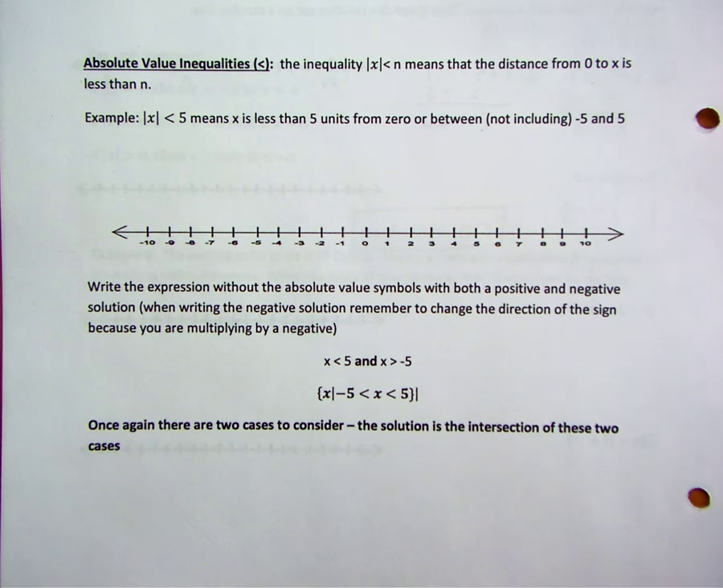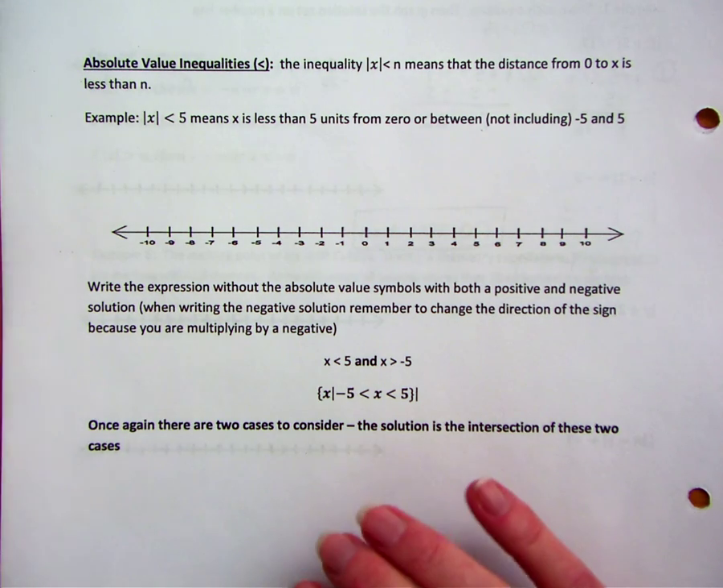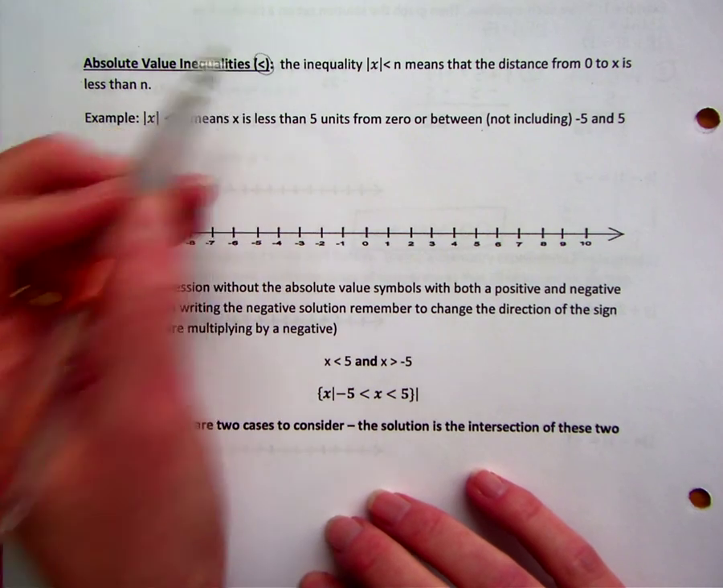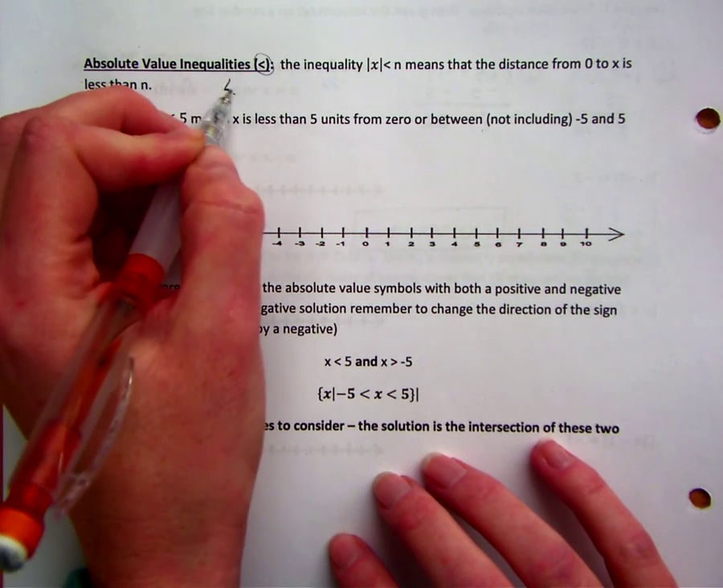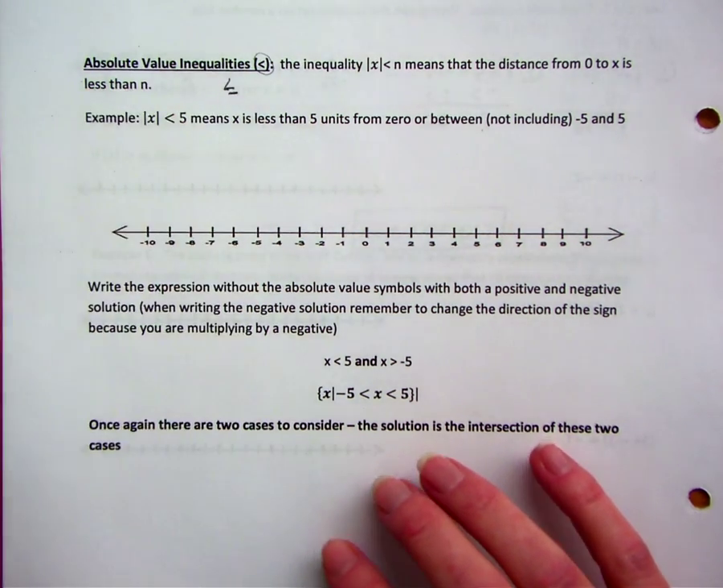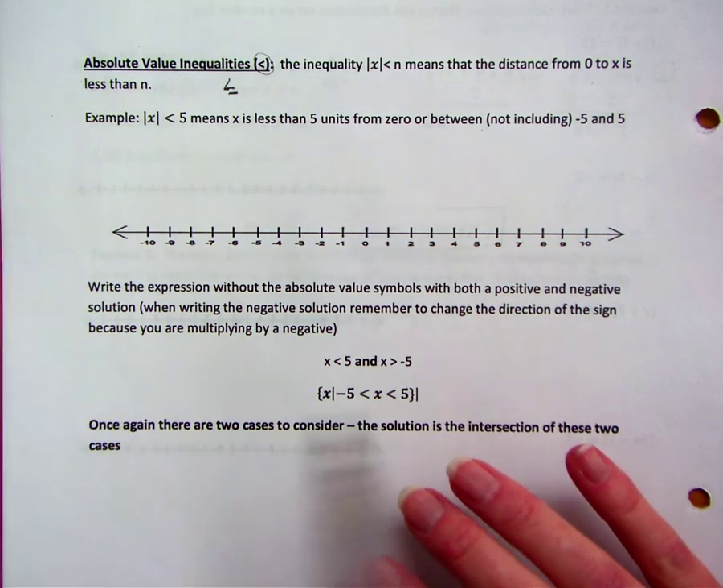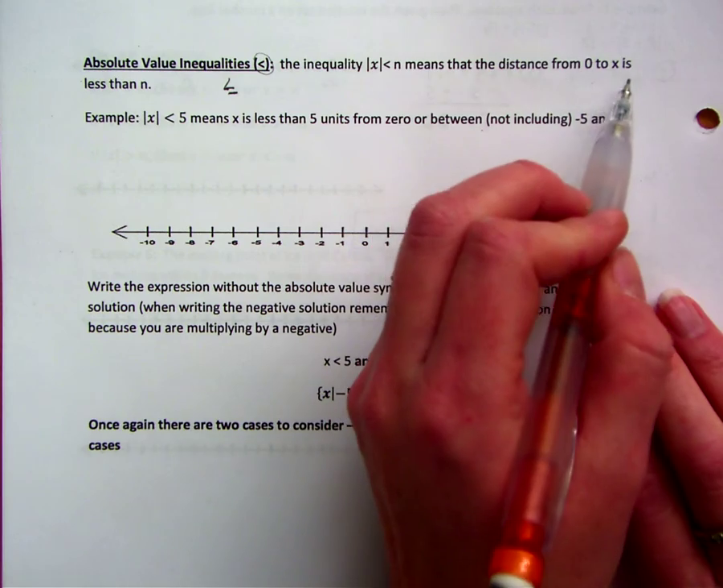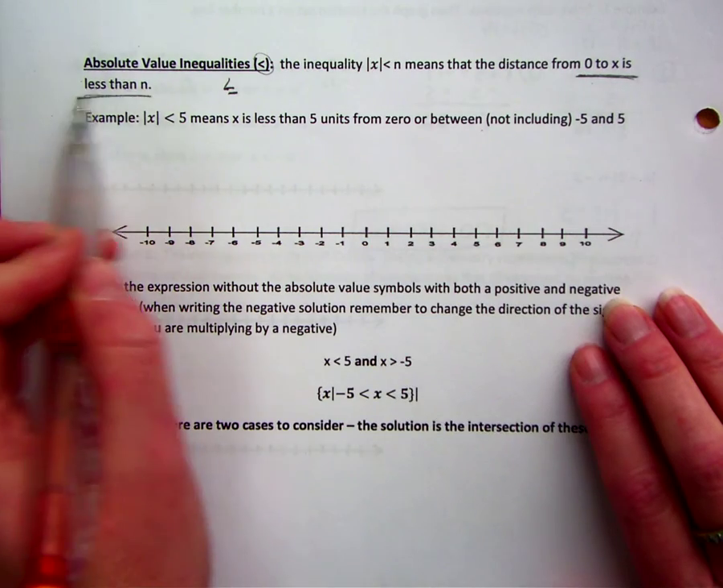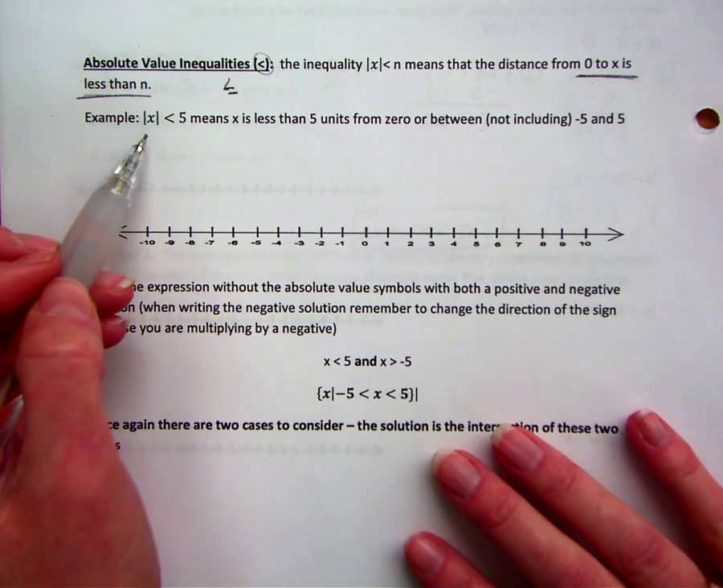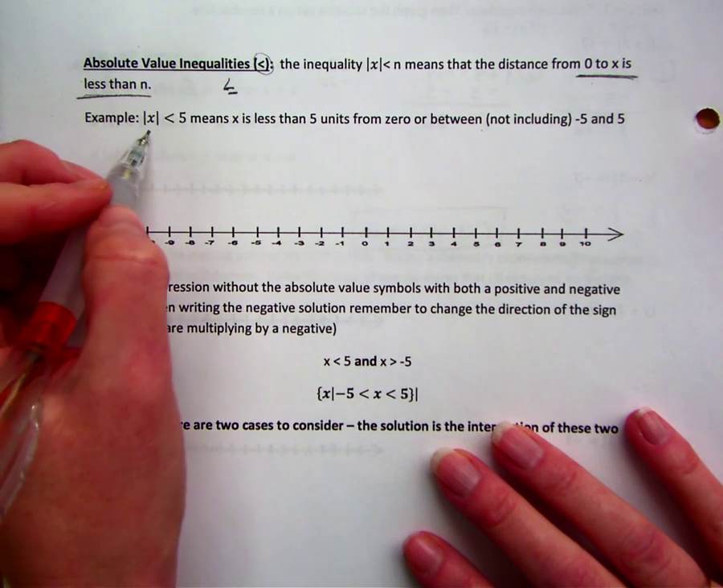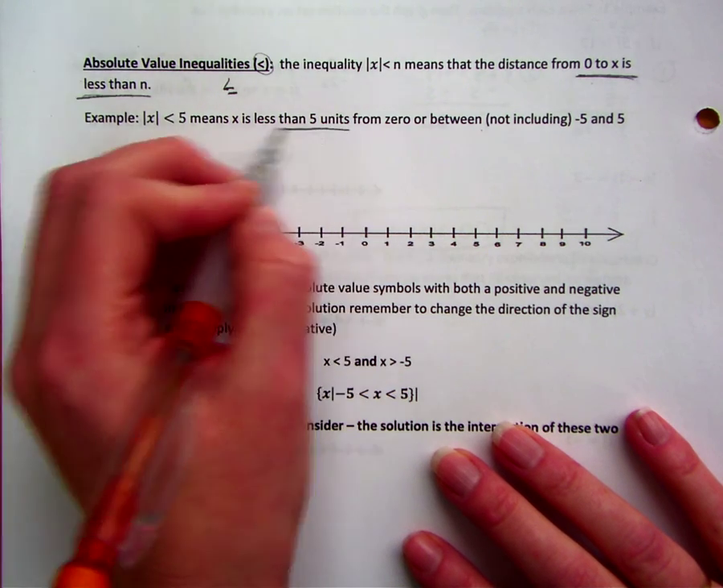So what about if we solve an absolute value inequality? We're going to specifically focus on less than, and less than or equal to will also follow the same rules. When we talk about the absolute value being less than, that means the distance from 0 to the value is less than that many units. So we say the absolute value of x is less than 5. That means x has to be less than 5 units from 0.